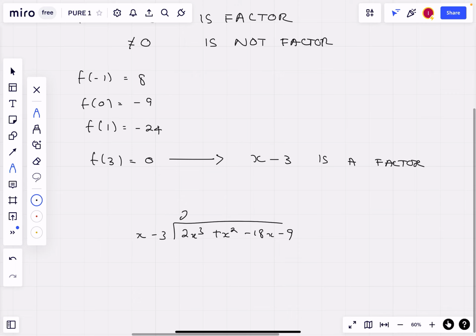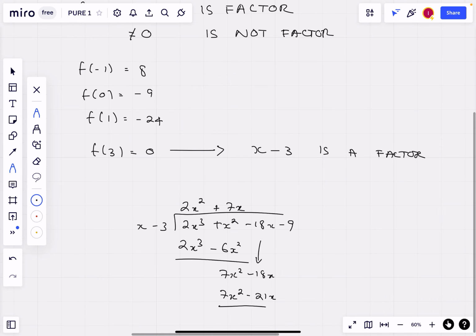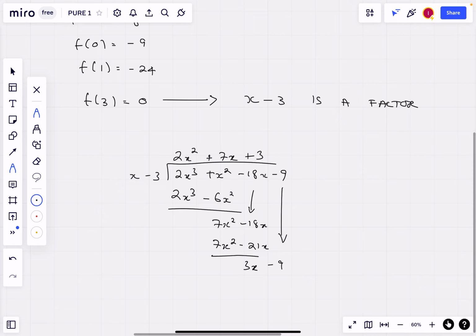So here you're going to have 2x squared. You times it, 2x cubed minus 6x squared. You minus them, 7x squared. Bring this down. So plus 7x times it over, 7x squared minus 21x. You minus the two, you end up with 3x. Bring this all the way down, minus 9. Do the same thing again, plus 3, 3x minus 9, remainder 0.